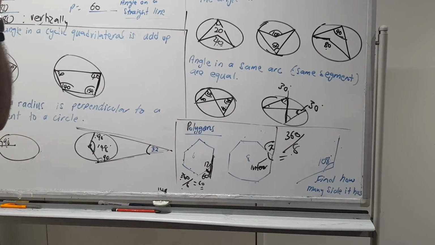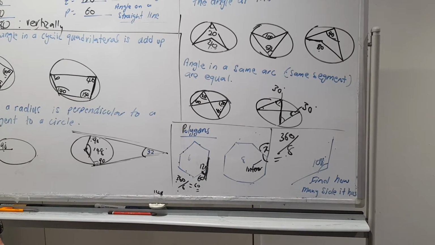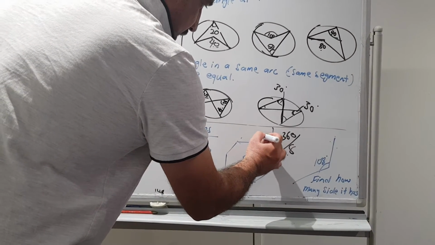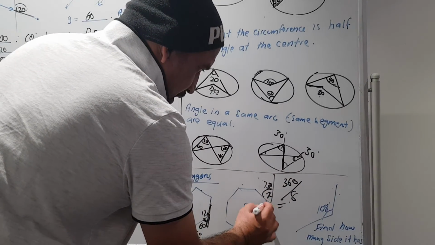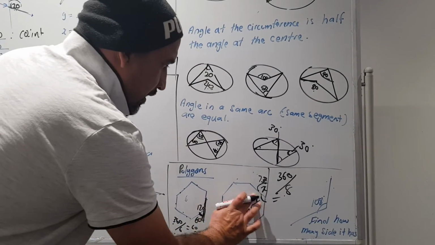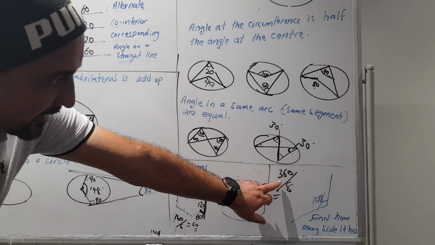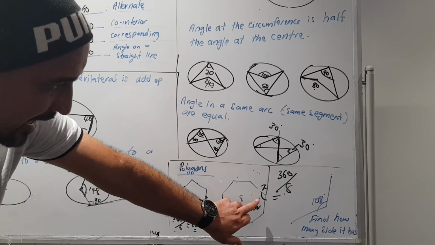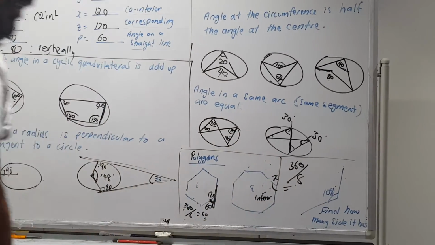360 divided by 8 will give you that one will be 72, I guess. Okay, and this one will be 108. Okay, so the size of one will be, sorry, yeah, we will do this one later. You can just find the value for the exterior angle, okay, and then you can find the value for the interior by taking it away from 180.